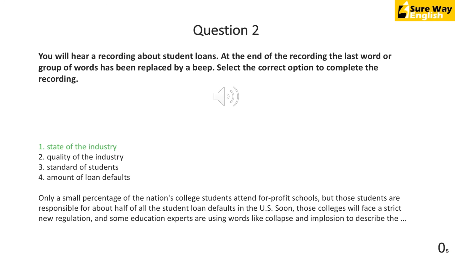Option number two is very similar to option number one, but it's about quality of the industry. So collapse, etc. describes the state. If it was quality, it's in the outcome or the results. Then you would say that the quality is going down. All right. Let's go to question number three now.